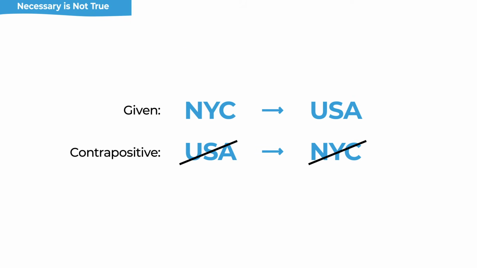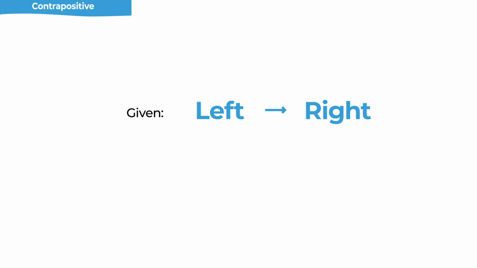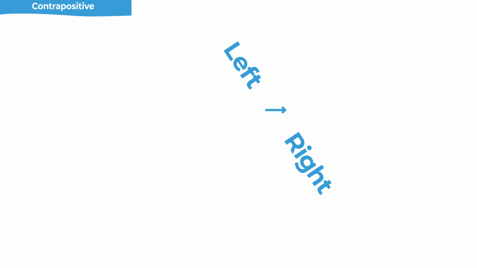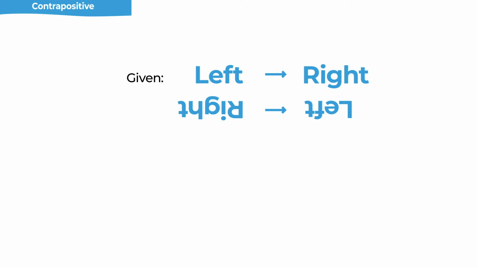There's a term we're going to hear a million times called the contrapositive. The contrapositive says when the outcome isn't true, the trigger isn't true. If you're not in the USA, then you obviously can't be in New York City. A conditional statement and its contrapositive are like two sides of the same coin. You can really even picture a contrapositive like a flip of the coin, where we flip this upside down, and now we're going from upside down right to upside down left.